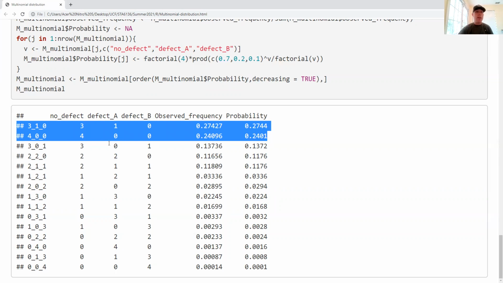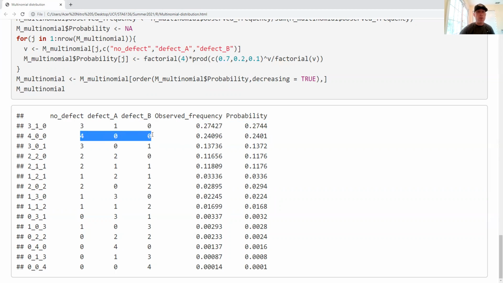Why is this? Yes, if I just consider the probabilities themselves, this one is going to have the largest probability, but that's not taking into account the number of different ways we can get this. There are 4 different ways that I can have 3 no defects and 1 defect A. And because of that multiplication, it pushes this probability to be greater than that probability. Therefore, 3-1-0 is the most likely outcome that we could possibly have. Huh. I mean, that's kind of interesting, right?